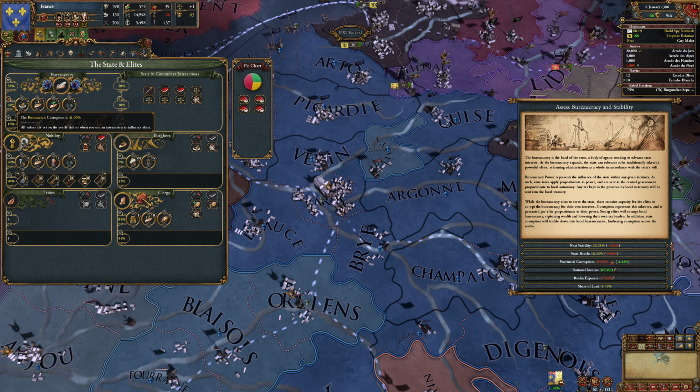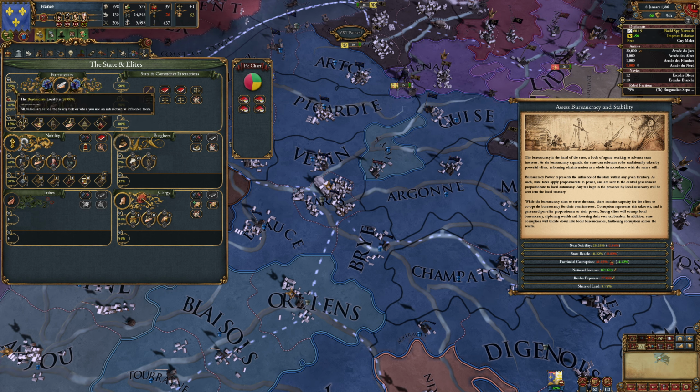This corruption shown here, the bureaucrats' corruption, is the average of all of your local corruptions. And bureaucrat loyalty is the inverse of your local corruption. You'll see that there's some slight rounding errors going on just here, but don't worry about that too much.